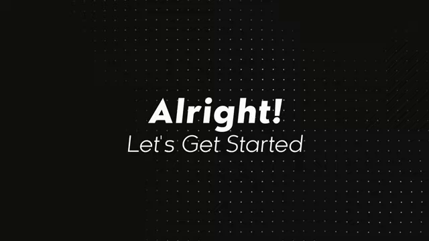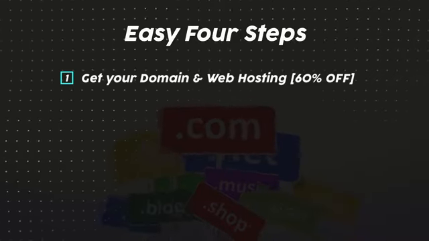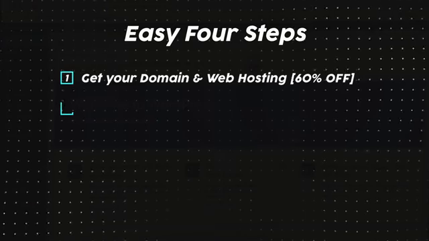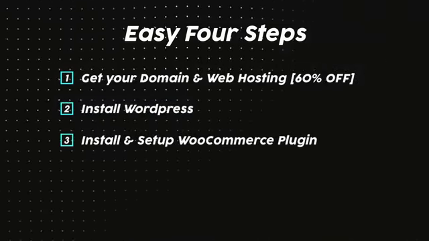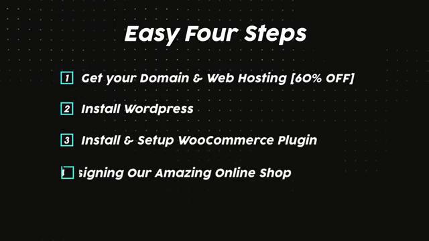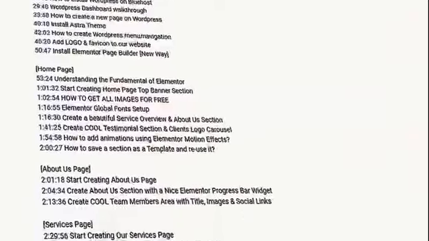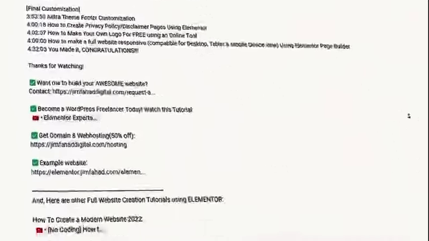Alright, we'll be creating our beautiful web shop in easy 4 steps. First, I will show you how to get your own domain name and web hosting. I will also provide you a 60% discount link. Then how to install WordPress. Then how to install and set up the WooCommerce plugin. Finally, we'll start designing our amazing online shop. Also, I'll be adding a timestamp in the description, so you can always jump into the necessary part you need.